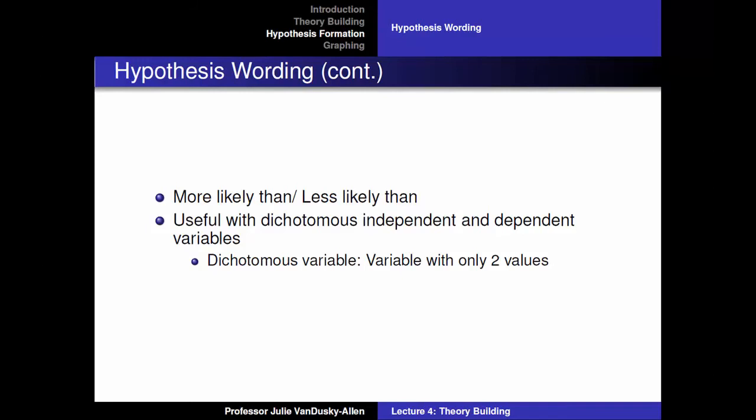You can use the more likely than, less likely than template. It is generally useful when you have dichotomous independent and dependent variables. Dichotomous means that the variable only has two categories or values.